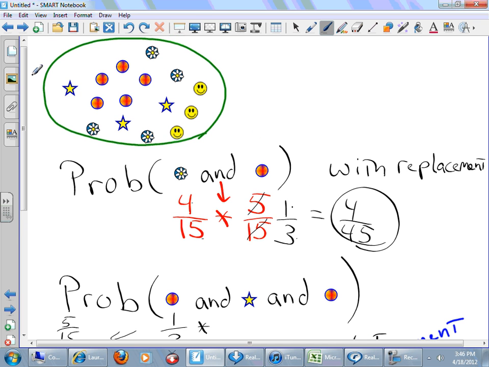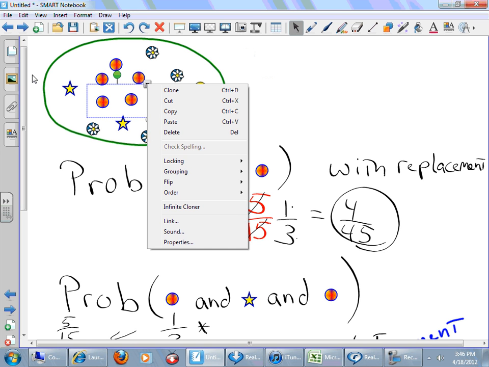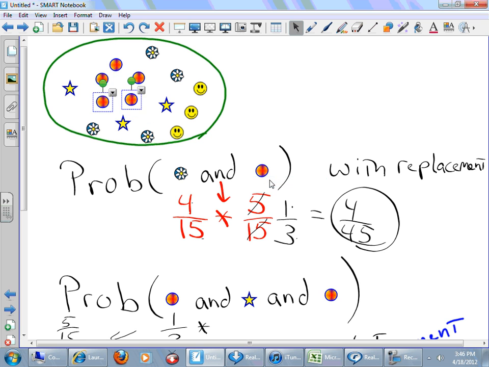Now, one of these rainbow ones is no longer in the bag because, oops, that's 2 of them. Let's see if I got one separated. I guess I don't. I can ungroup them, and now I can take one of them out. There we go. He's no longer in the bag because we ate him, right?